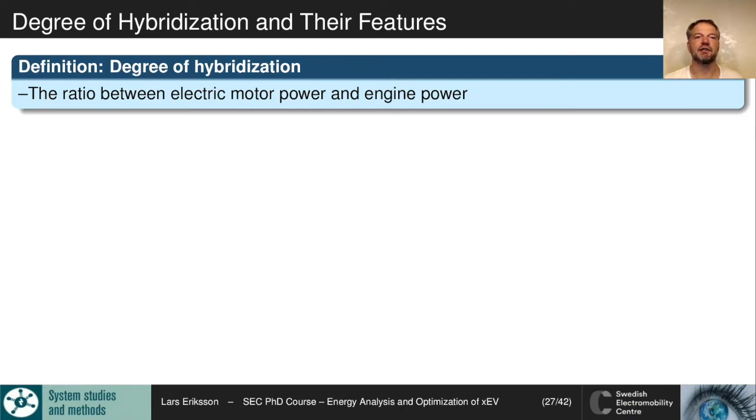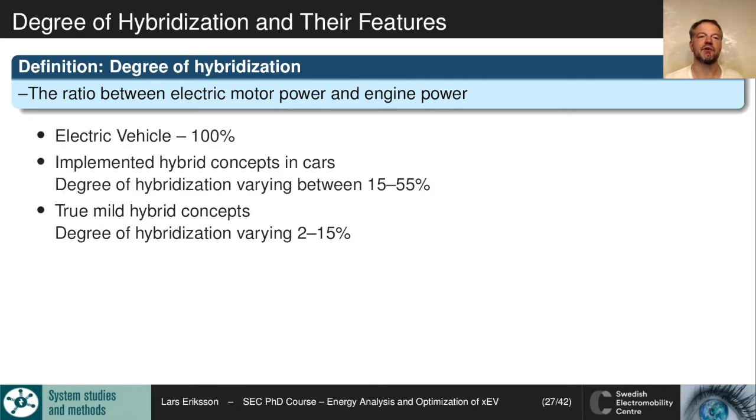Degree of hybridization is the ratio between the electric motor power and the engine power. An electric vehicle has a degree of hybridization of 100% because we have no engine at all in it, so motor power is giving everything to the wheels. The implemented hybrid concepts in cars have a degree of hybridization varying between 15 to 55%, and then we have true mild hybrid concepts that have a degree of hybridization in between 2 and 15%.